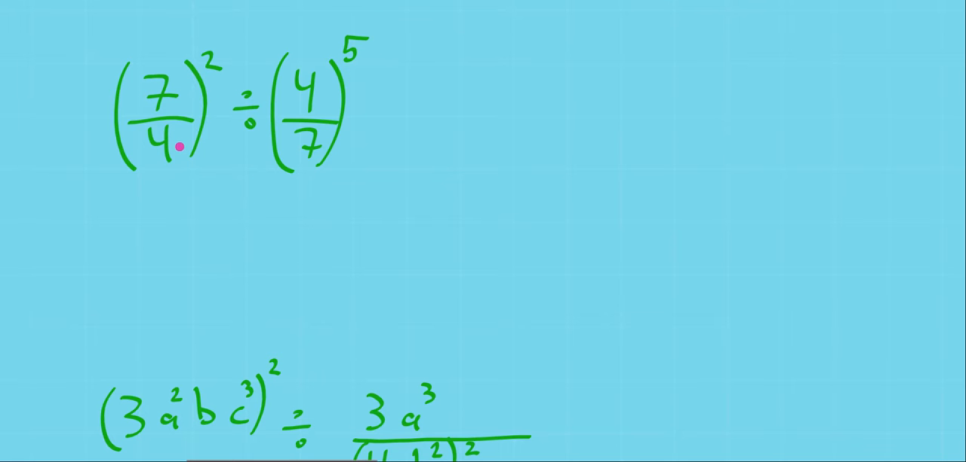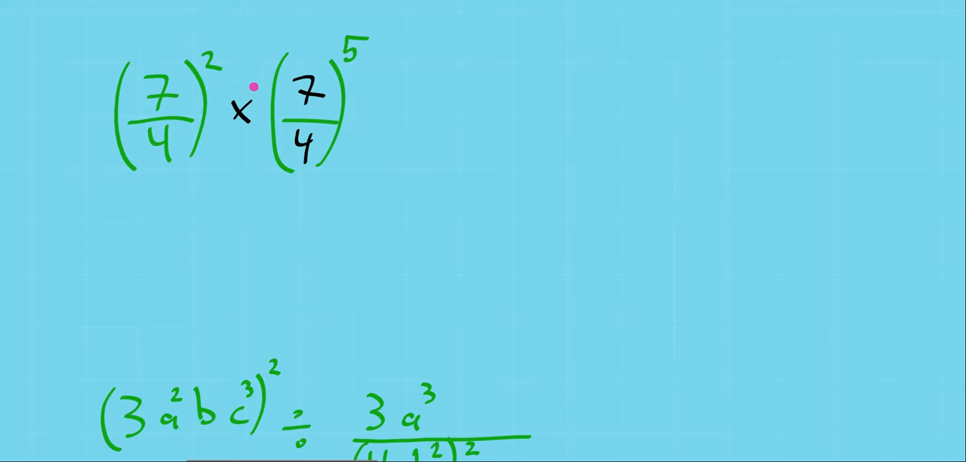So we're doing simplification of exponents, just like we were in the previous video. So (7/4) squared divided by (4/7) to the 5th power. The very first thing I'm going to do is deal with that problem. Whenever I'm dividing by a fraction, I am really multiplying by the reciprocal. So I'm going to flip this one upside down, change it to a multiplication sign. You never change that first one. And we're ready to go.